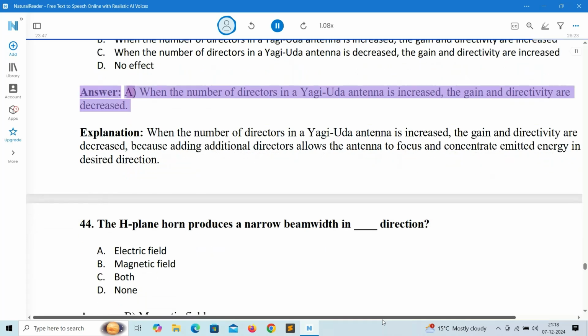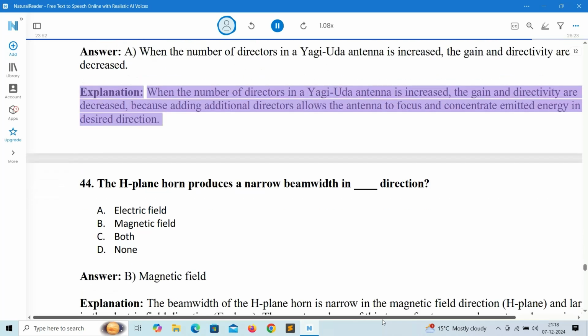Answer: A. When the number of directors in a Yagi-Uda antenna is increased, the gain and directivity are decreased. Explanation: when the number of directors in a Yagi-Uda antenna is increased, the gain and directivity are decreased, because adding additional directors allows the antenna to focus and concentrate emitted energy in the desired direction.